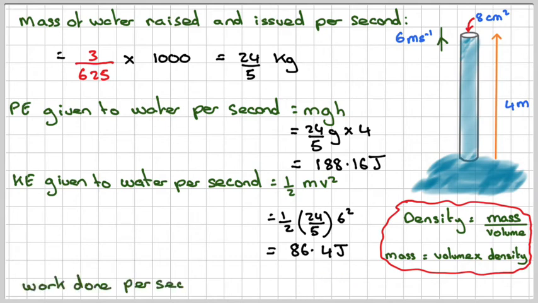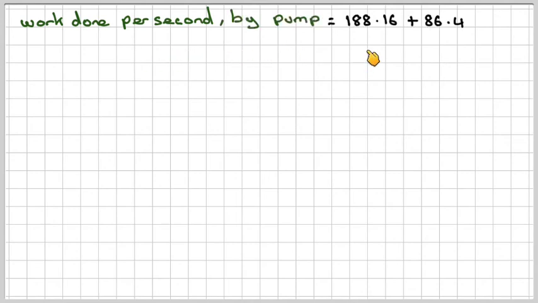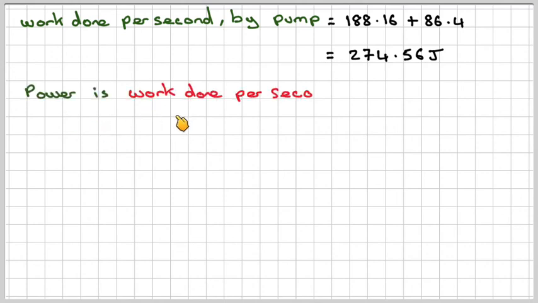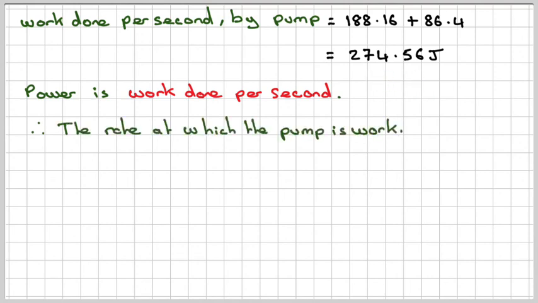Right, so the work done per second by the pump is going to be 188.16 plus 86.4, which gives me 274.56. So the power is the work done per second. Well, this was the work done per second, so the rate at which the pump is working is going to be 274.56 watts, and if we want to give that to 3 significant figures, that's going to be 275 watts to 3 significant figures.